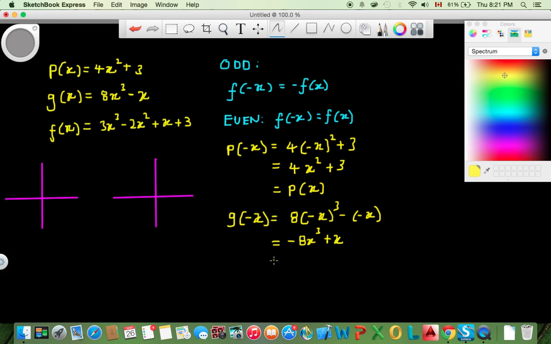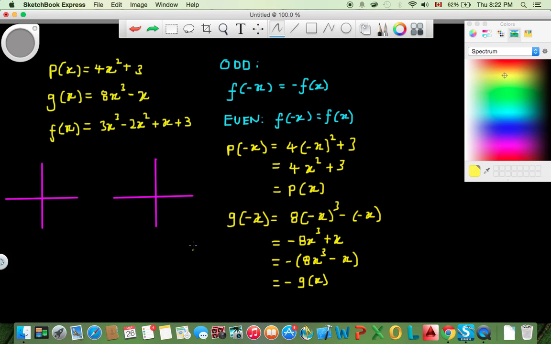But if we were to factor out a negative 1, or actually you can write it as such, negative (8x cubed minus x), now you will have noticed that you've got the function back as soon as you factor that negative 1 out. So in essence, you can write this as negative g of x. So since we have now satisfied the condition for an odd function, the fact that f of negative x is equal to negative f of x, we know that this function is odd.